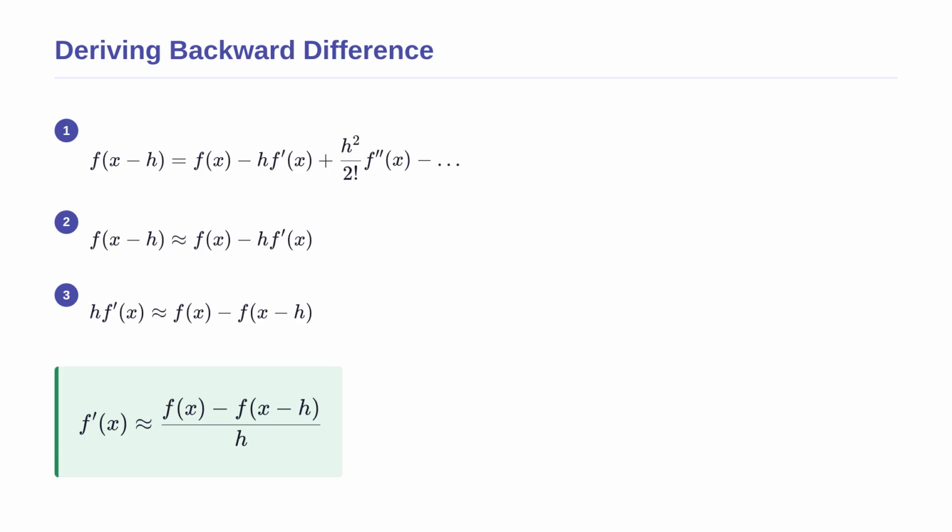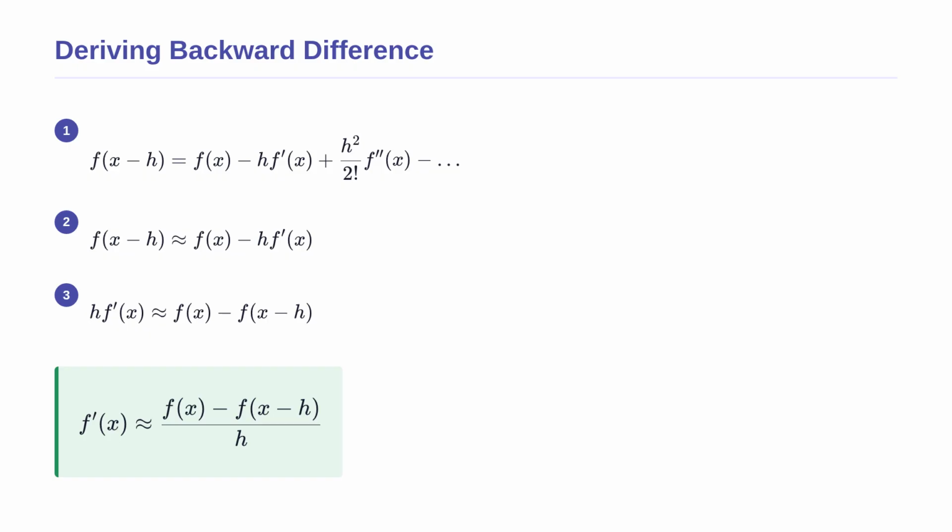Just as we did for the forward difference, let us quickly prove the backward difference formula. We write a Taylor series for a point slightly behind our current position, which we call x minus h. Notice that the sign of the step size h is now negative, which changes the sign of the first derivative term. Just like before, we ignore the h squared and higher terms because they are very small. We then rearrange the equation, moving the derivative term to the left side to make it positive. Finally, dividing by the step size h isolates the first derivative.